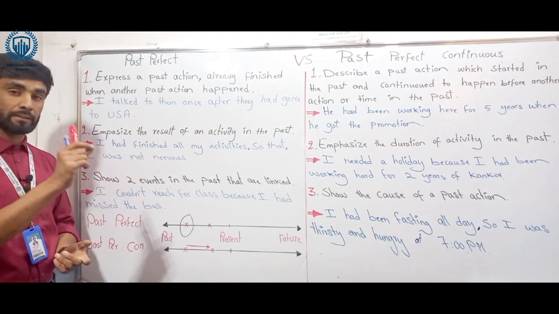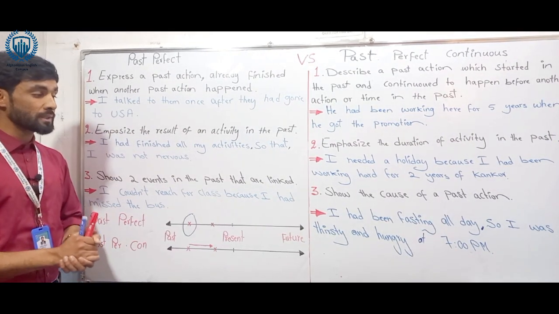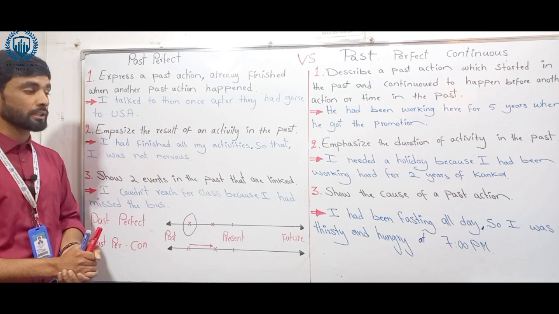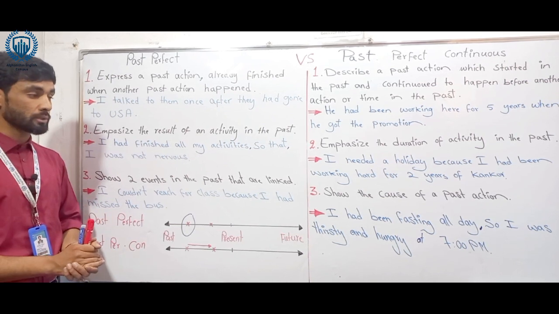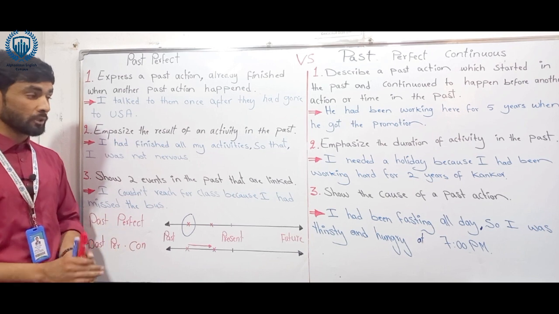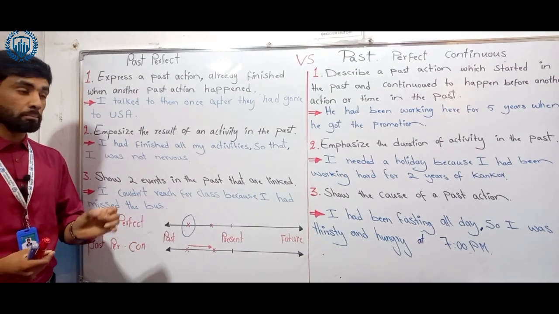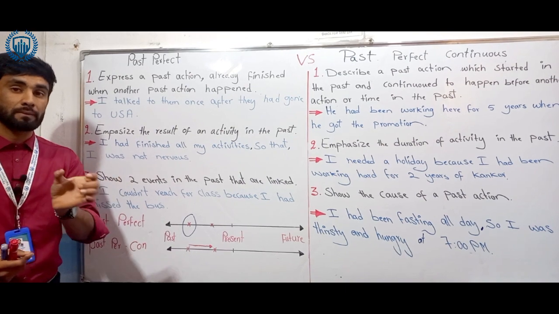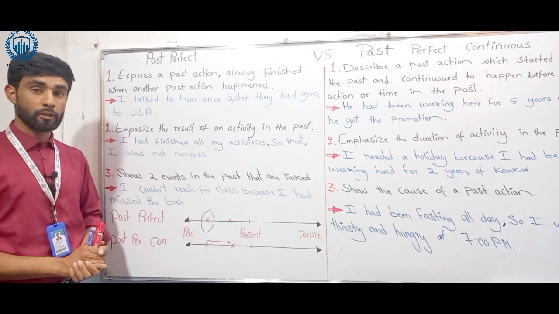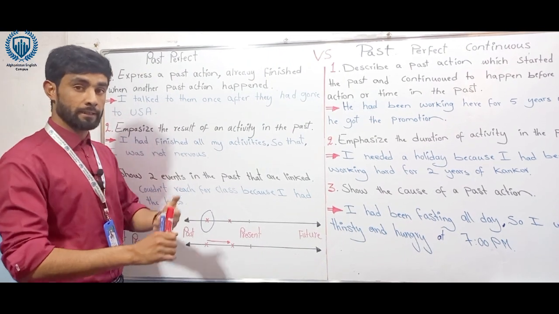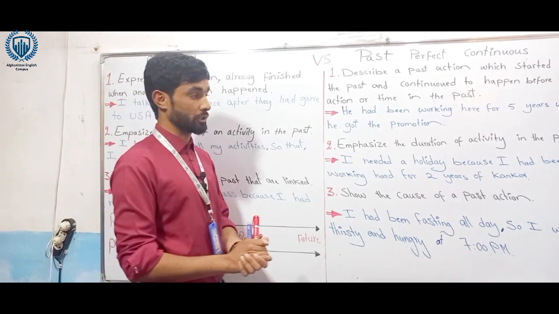And the example of past perfect continuous: I had been fasting all day. I had been fasting, past perfect continuous, all day. So I was thirsty and hungry at 7 p.m., before the azan. What was the cause? I was thirsty and hungry because I had been fasting all day. Hope it's clear and hope you understood the difference between past perfect and past perfect continuous tense.